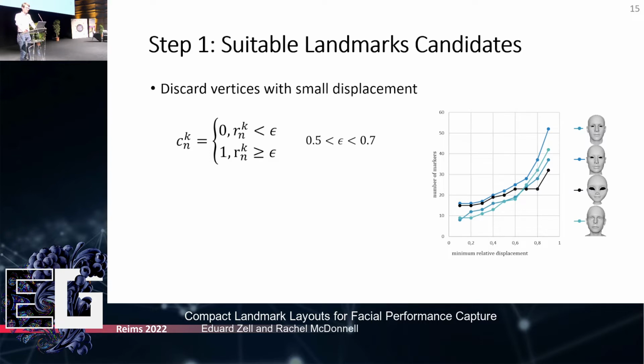The last ingredient to quantify the quality of each blend shape, or of each landmark, is to discard vertices with small displacements. This establishes a lower bound to the signal-to-noise ratio. So the higher the cutoff values, the lower will be the reconstruction error in general. However, setting the cutoff value too high will quickly oppose our goal of having compact layouts.